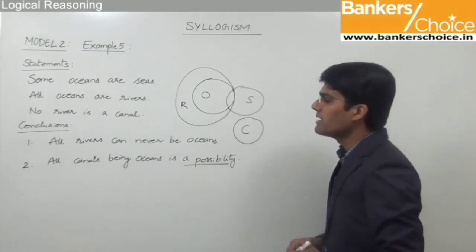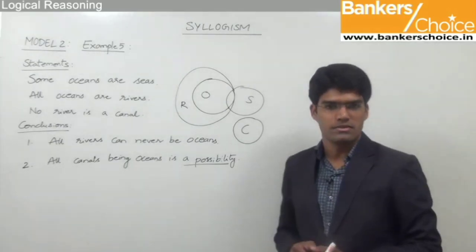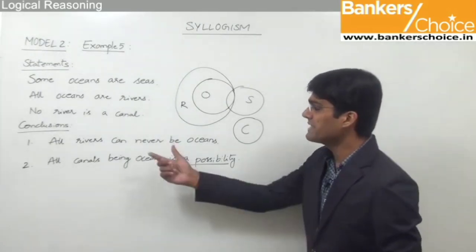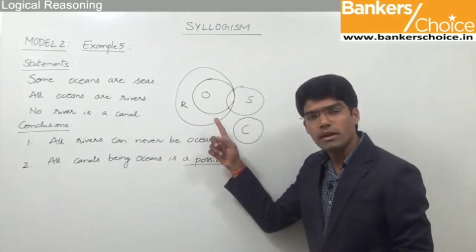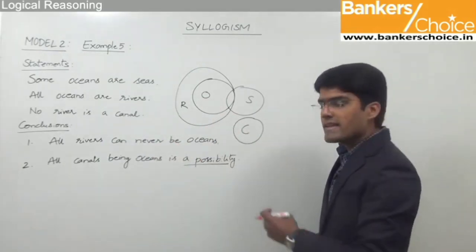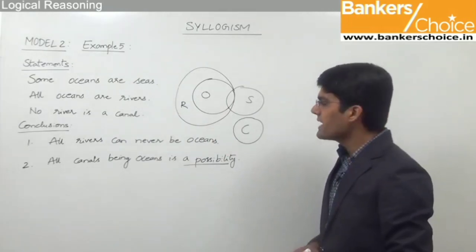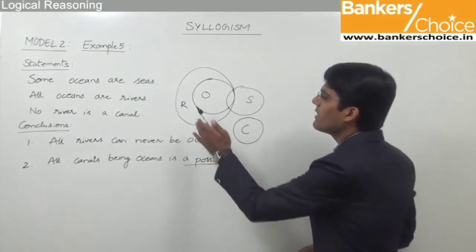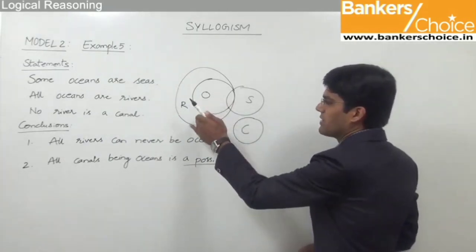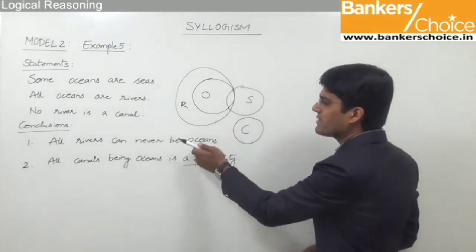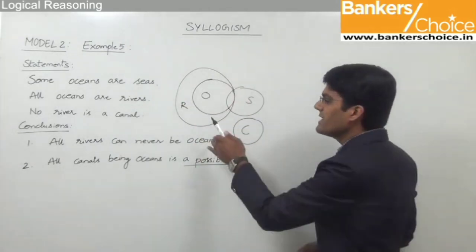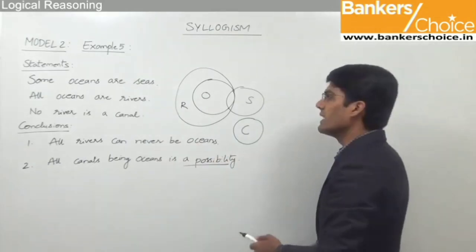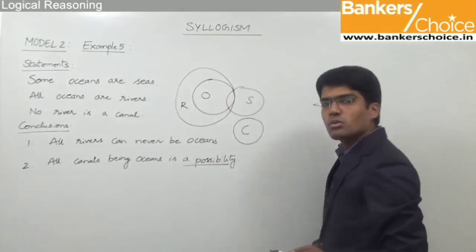The first conclusion here is all rivers can never be oceans. And as we have already understood, this is a definite conclusion. So it must be true not only in the basic diagram but in all the various possible cases. Now as the conclusion says all rivers can never be oceans, we find that here all rivers are not oceans. So in the basic diagram, this is true. All rivers cannot be oceans. So in the basic diagram, the first conclusion is true. That is, all rivers are not oceans.